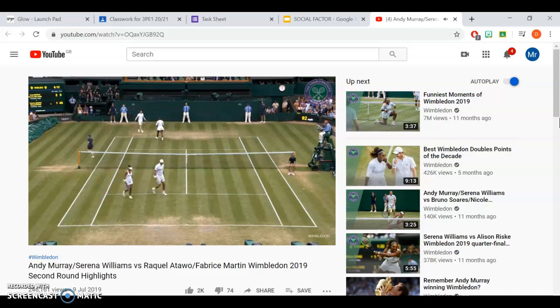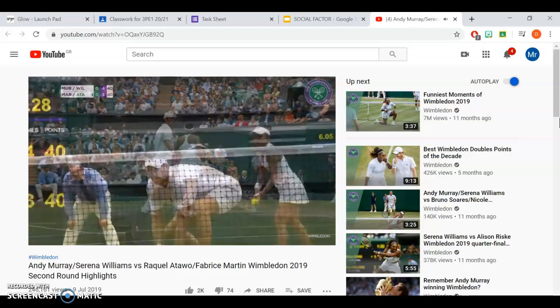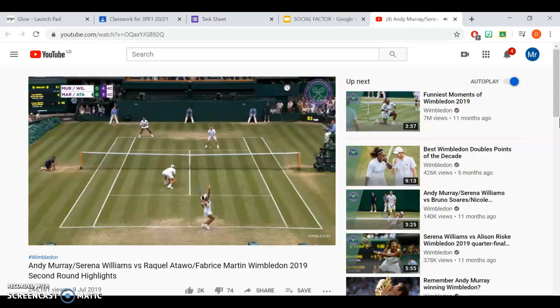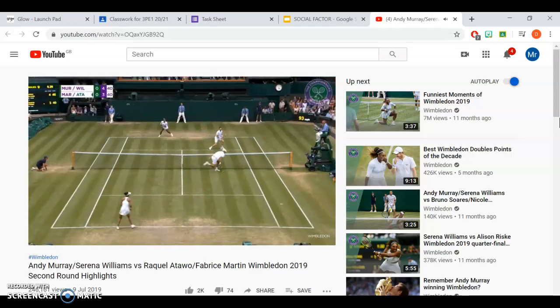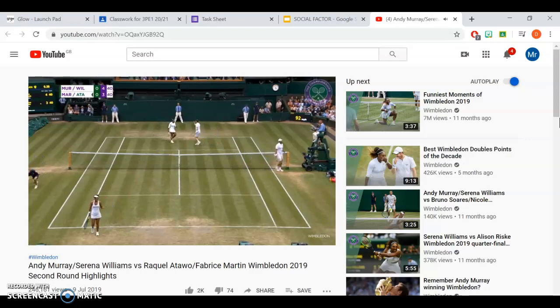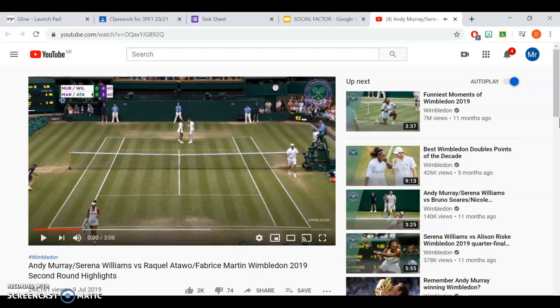So we're watching here. And I'm watching to see what Serena and Andy Murray is like after every point. So we can see there, as soon as Serena Williams hits the winner, what is Andy Murray doing? So Andy Murray's fist pumping, he's congratulating Serena Williams, he is going up and giving her a high five.